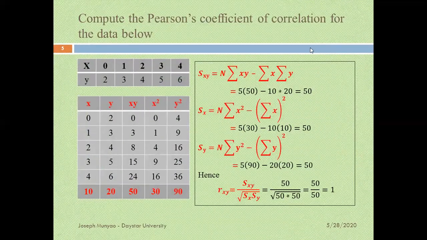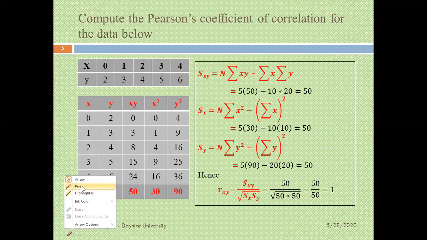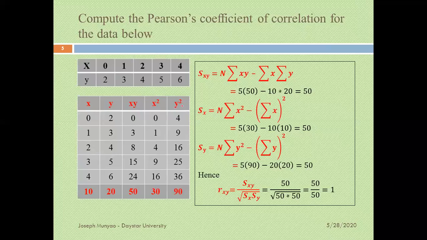An example. Suppose we are given an example that is up there, that these are the values of x and these are the values of y. That is, when x is 0, y is 2. When x is 2, y is 4. So we create columns like this: a column for x, a column for y, then the product, y squared and x squared, so that we are able to get the totals for these columns.